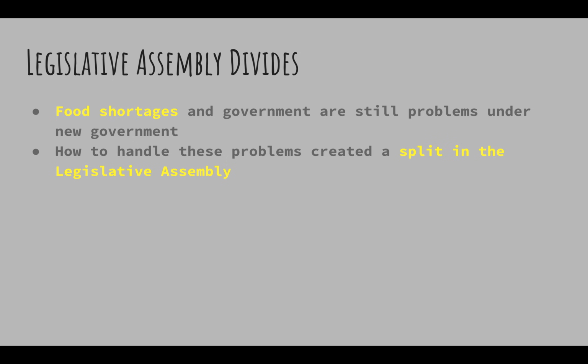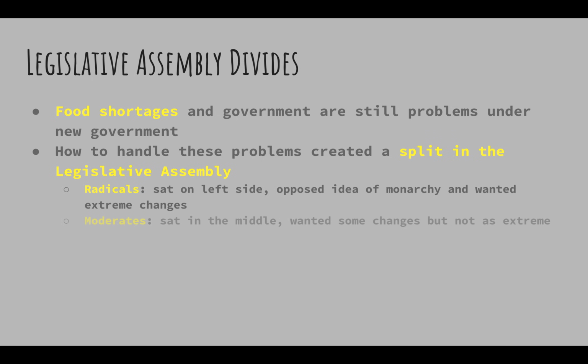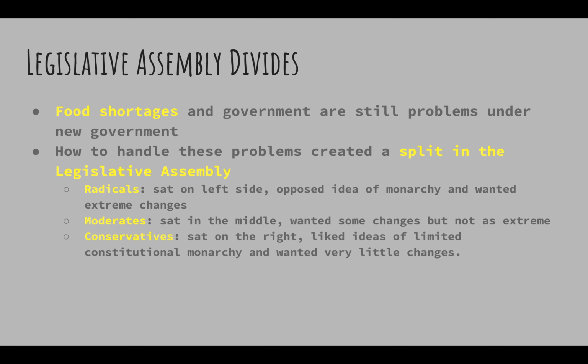And the major problem with the Legislative Assembly is not everyone's going to agree. It's just like our Congress. You have a big group of people, and their job is to make rules and laws, but they're not always going to have the same opinions on certain things. And there's going to be a lot of conflict. So what ends up happening is that there's going to be a major split with the Legislative Assembly. You're going to have three groups of people. You're going to have the radicals, you're going to have the moderates, and you're going to have the conservatives.